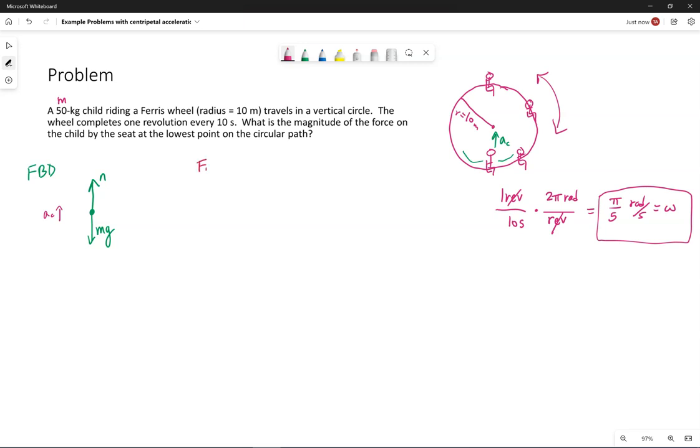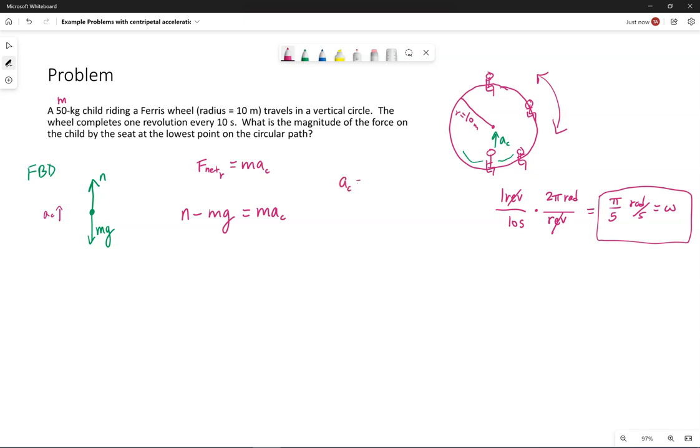So when we write out the net force along this radius line, it needs to equal the mass times the centripetal acceleration. So upwards towards the center is the normal force. Downwards away from the center is mg. Those are the only forces along that line. So this needs to equal mass times acceleration, and specifically the centripetal acceleration.